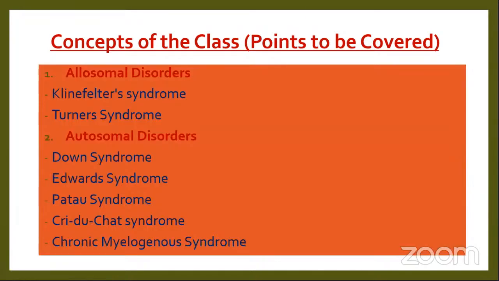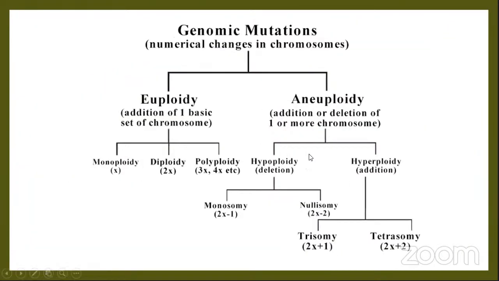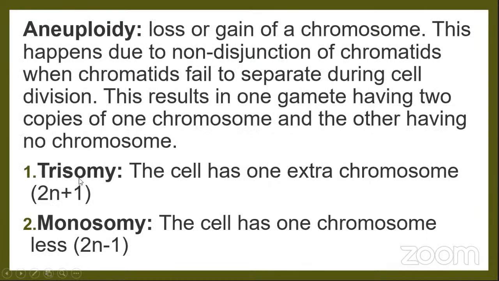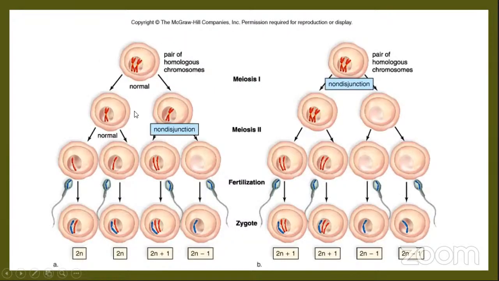Okay, so see here, it is caused due to the aneuploidy condition. There are two types of aneuploidy condition, trisomy and monosomy, and it is due to non-disjunction. I'm just repeating whatever is said. Due to the non-disjunction, chromosomes are divided abnormally.